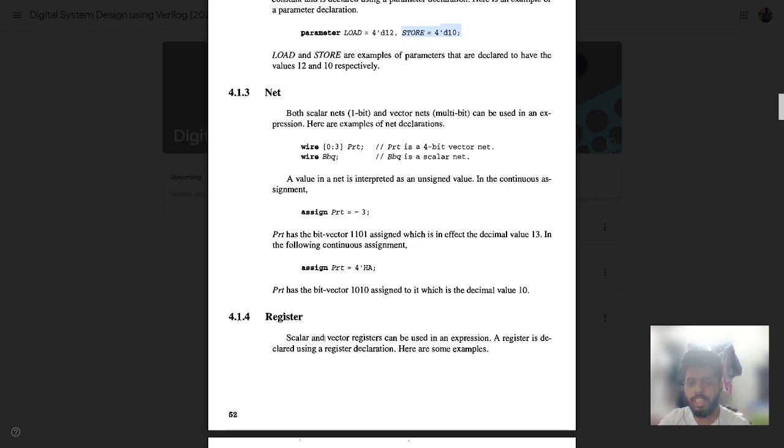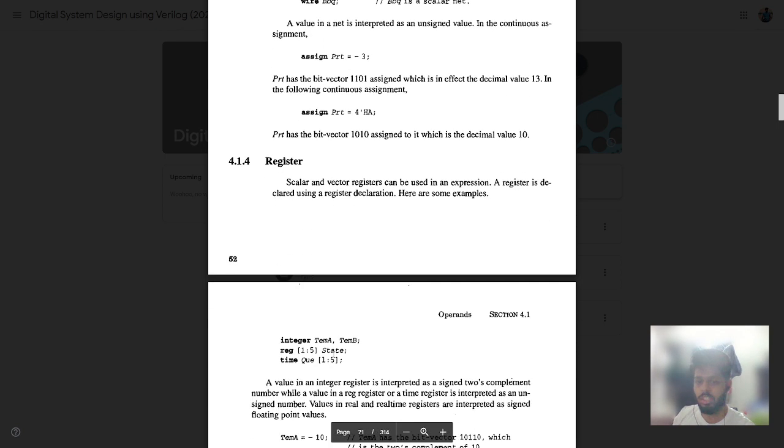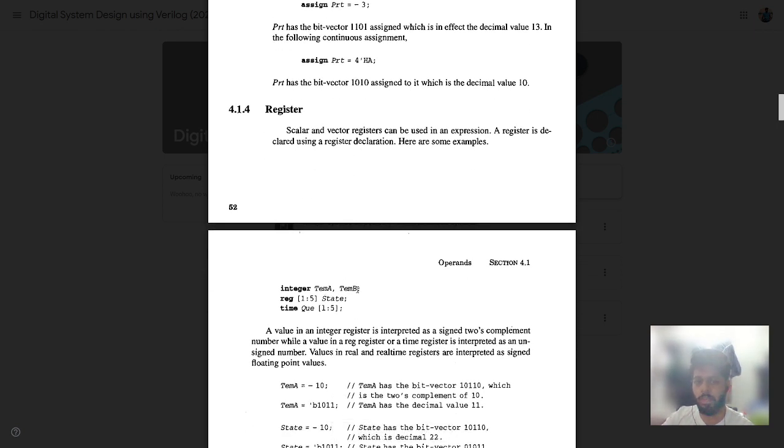Register. Scalar and vector registers can be used in an expression. A register is declared using a register declaration. Here are some examples. Integer 10a, 10b. Register 1 to 5 is the state, where state is a 6-bit vector register. Q 1 to 5, where this is a 6-bit vector register.